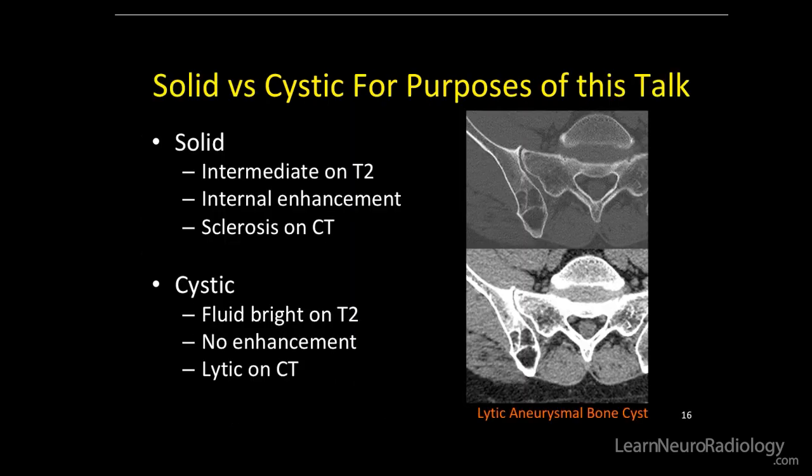So solid versus cystic, for the purposes of this talk, solid is going to have intermediate signal on T2 weighted images, internal enhancement, and sclerosis on CT. Cystic lesions will have bright T2 signal like CSF, no enhancement, and they can be lytic on CT like this aneurysmal bone cyst of the iliac bone.